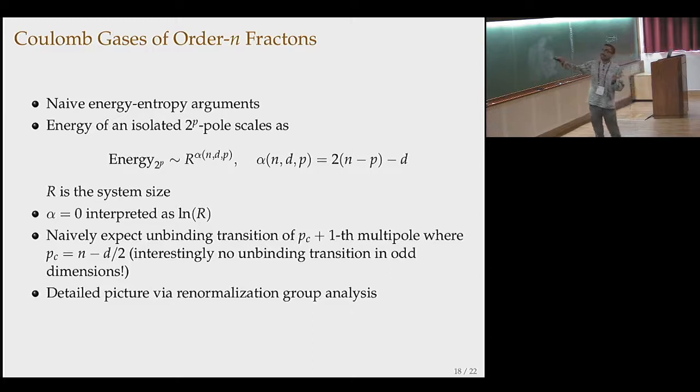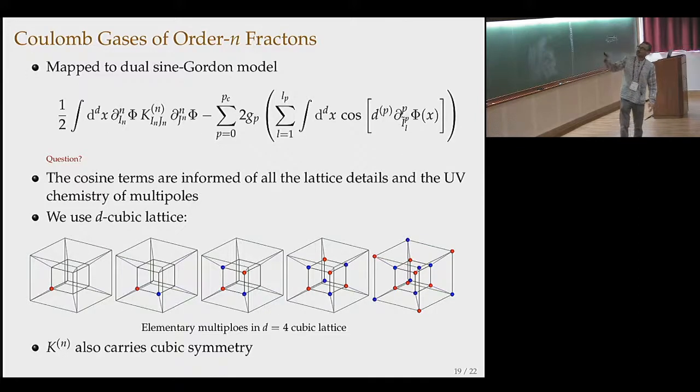That means that there must be a sufficiently high multipole for which there will be a log dependence of energy on system size, which means that there is a possibility of an unbinding transition of such objects, a possibility of unbinding of p plus 1 multipole objects to make a plasma of these. So that's the possibility. You can actually do a detailed RG analysis of this. The RG analysis will map this onto some kind of sine-Gordon model with cosines, in arbitrary d.